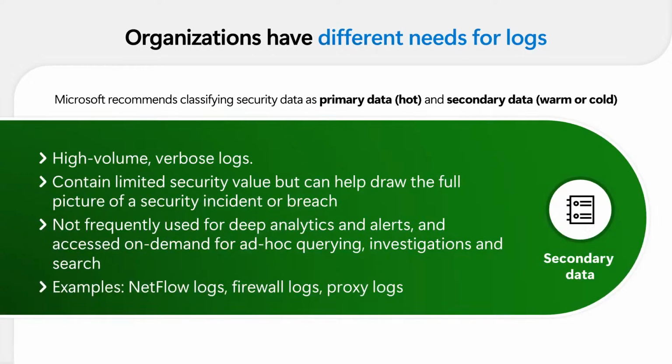And then we have the secondary tier or secondary data, which would be the warm or cold tier. This is typically very verbose logs, so high volume, and they're not so valuable in terms of security. So you don't need to monitor them constantly, but you want to have them in case there is an incident and you need more context. So this could be proxy logs or NetFlow logs. Got it. Makes total sense.